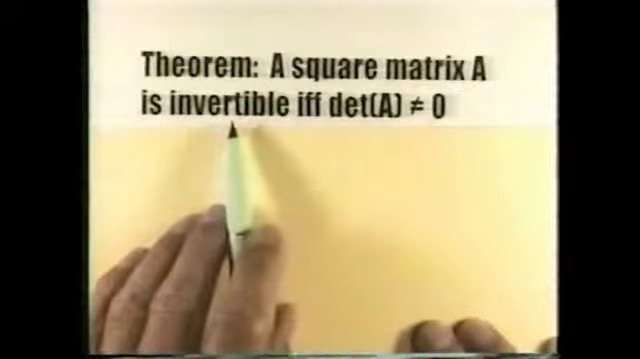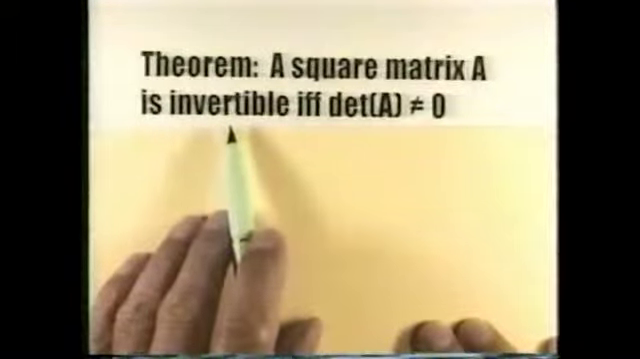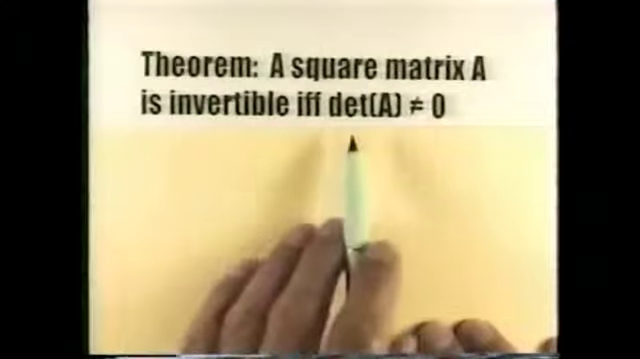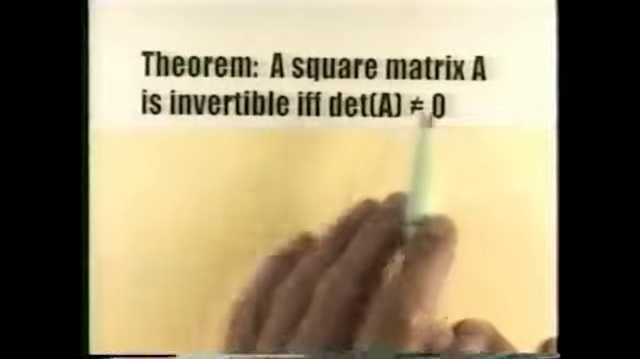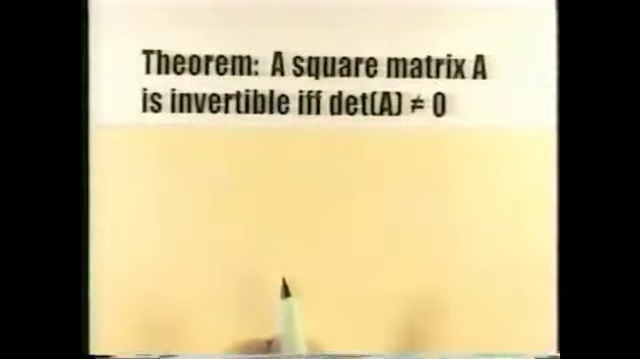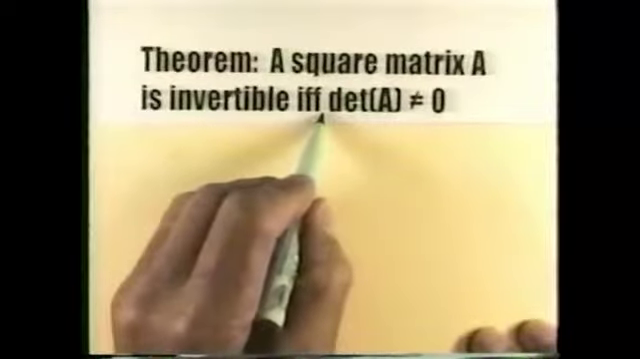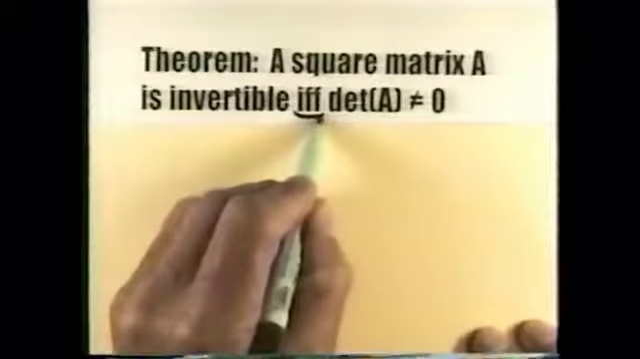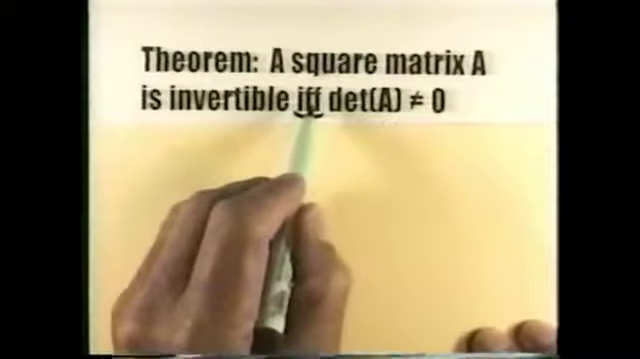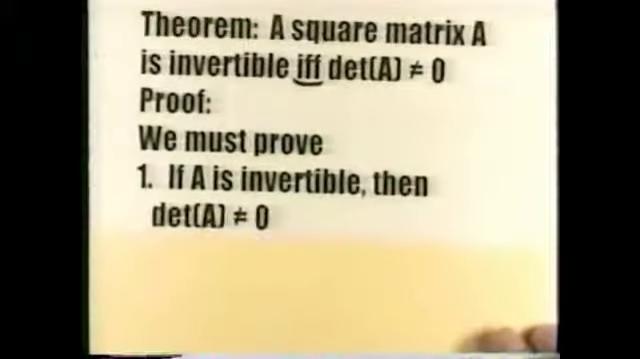Well, since the process of finding the inverse is somewhat complicated, it would be nice to know if there's any point starting. So if the determinant of A is not 0, then we can find the inverse. Now, this is important in its own right, but I also want to illustrate if and only if. Anytime you have the if and only if, you've got to do 2 parts of the theorem. So for proof, we must prove 2 things.